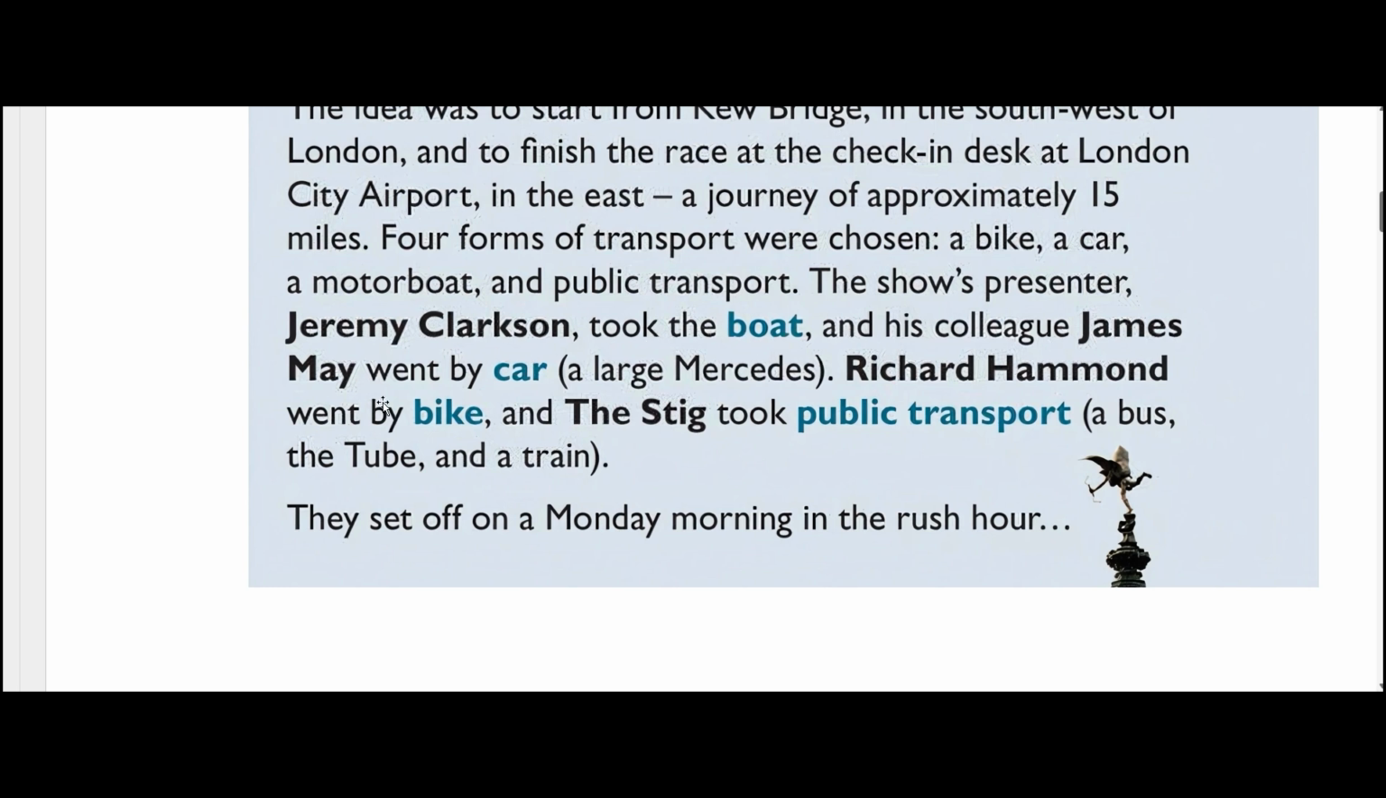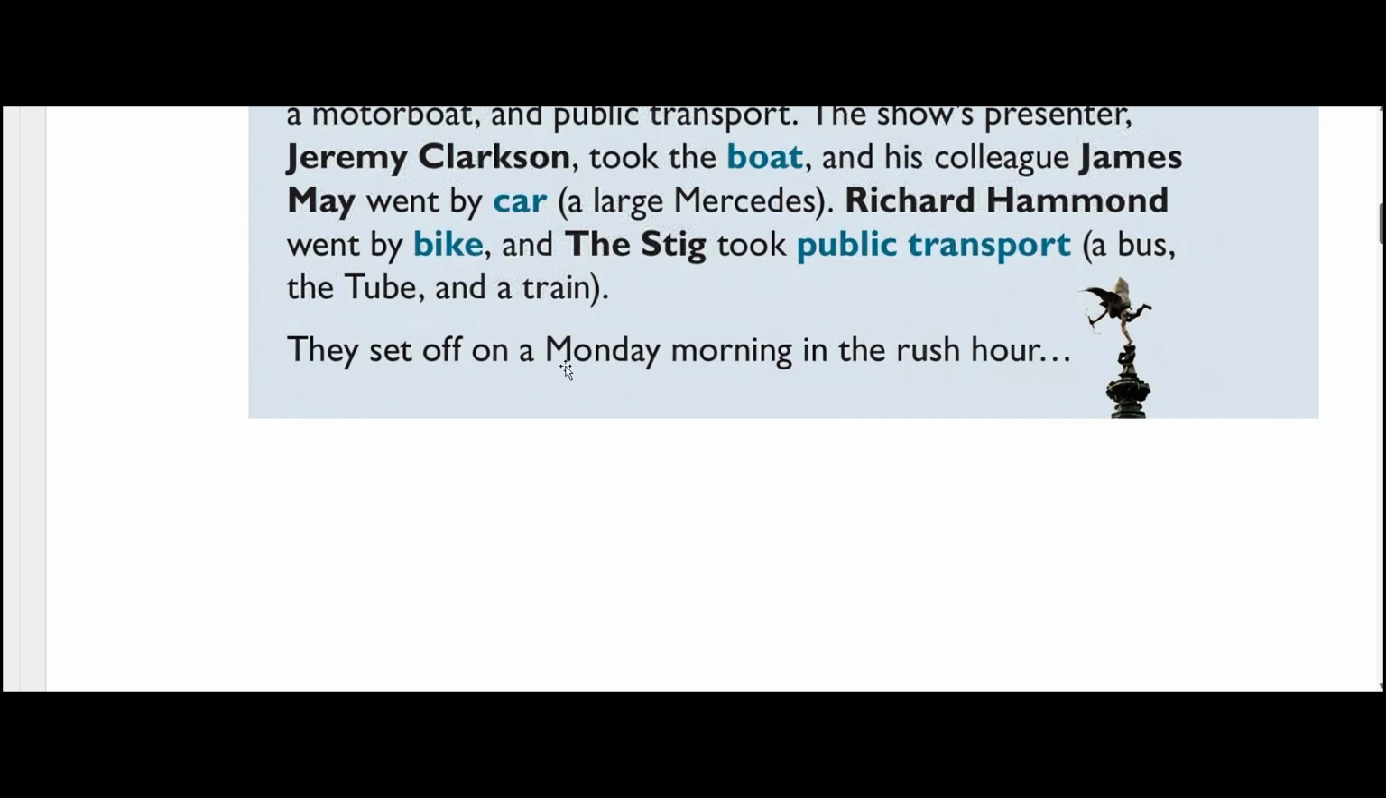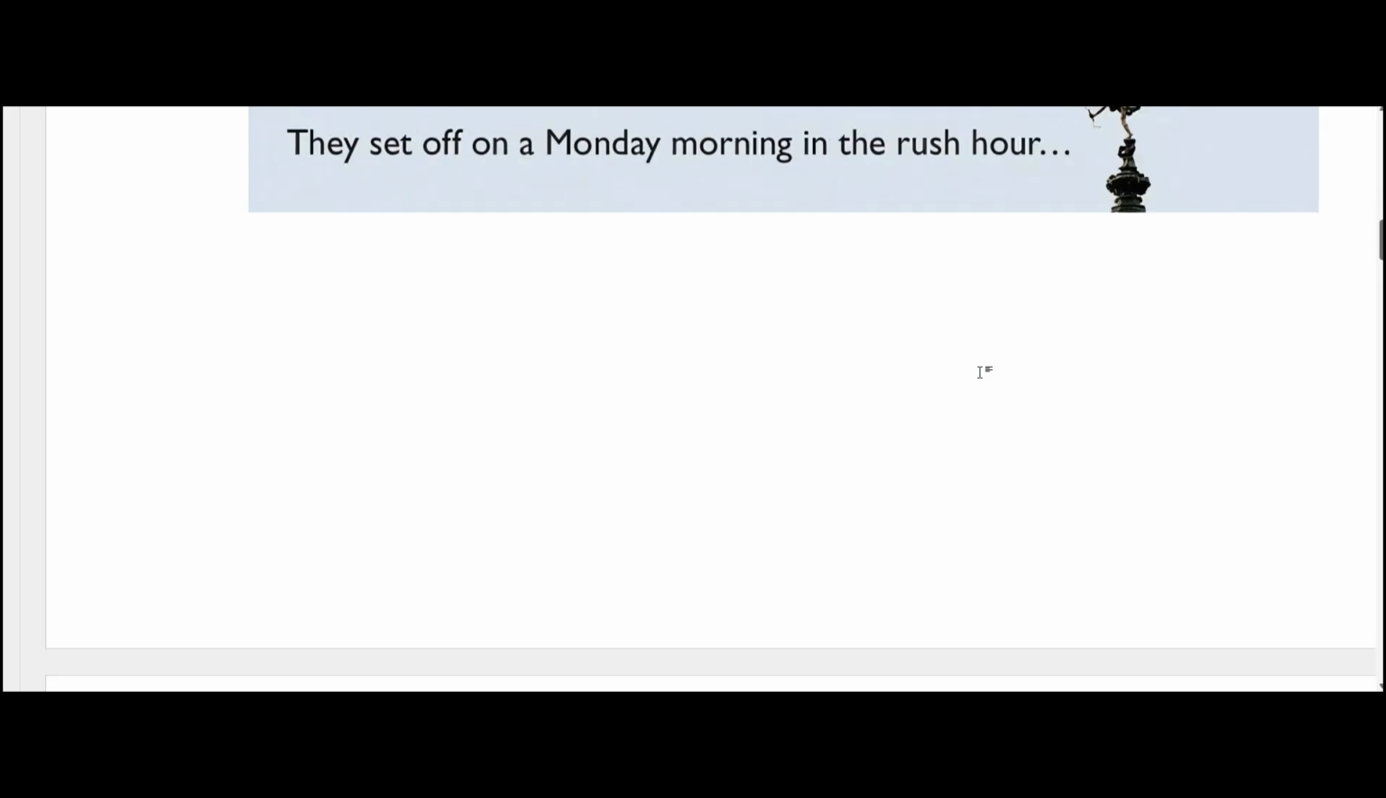Его коллега Джеймс Мэй поехал на машине, большой Мерседес. Ричард Хаммонд поехал на велосипеде. А вот The Stick, тоже такой персонаж, воспользовался общественным транспортом, автобусом, метро и поездом. Они отправились в понедельник утром в час пик, in the rush hour, то есть в час пик.